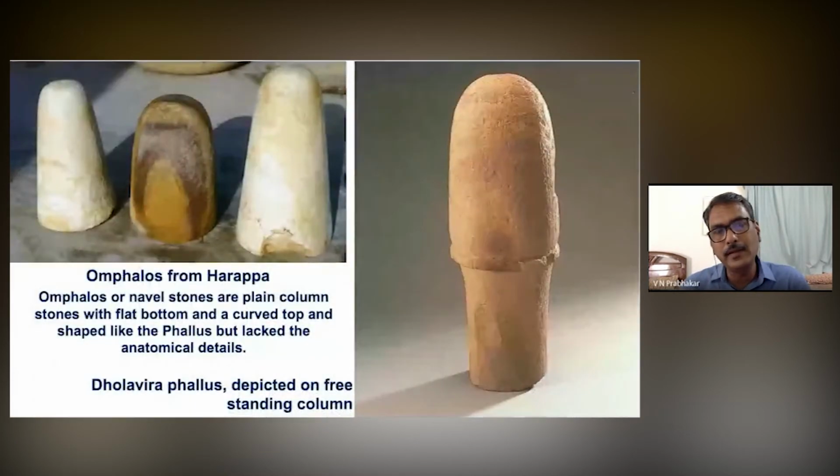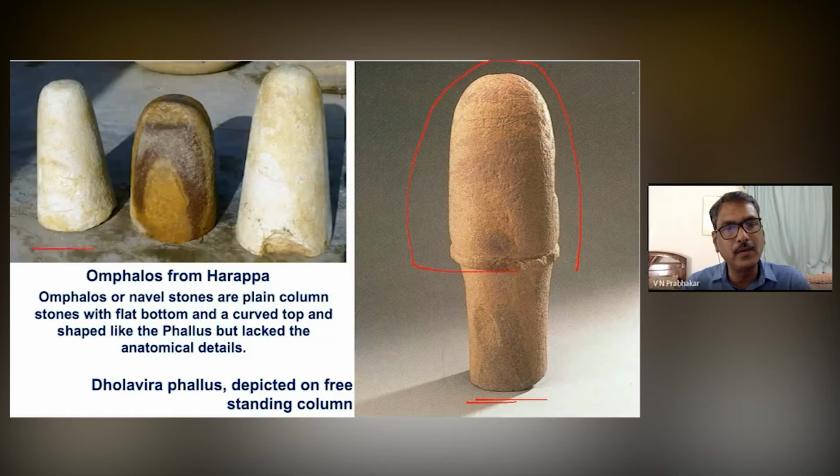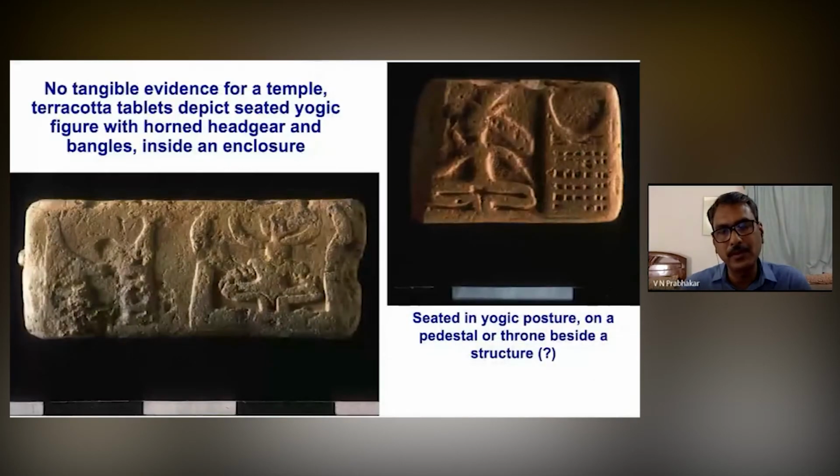And interestingly, these sort of freestanding objects. This is a complete pillar with an indication of a phallic object here, and again some omphalos or navel stones from Harappa, which also indicate maybe the upper portion of a linga. So this is an indication of some sort of ritualistic worship going on.